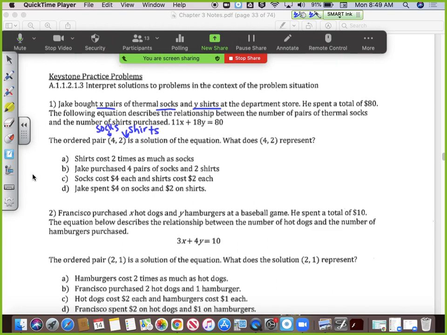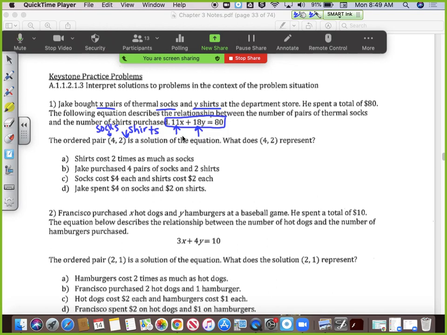That will help you cross things off and try and find the right answer. When you are taking a test like the Keystone or like the PSATs and SATs, it is really helpful to take answers and kind of cross them off as you go and use test-taking strategies to find the correct answer. So it says here A, shirts cost 2 times as much as socks. So if I'm looking at the equation 11x plus 18y, and if x represents the number of socks you're buying, then the 11 is actually the price of the sock for each pair. And then if y is the number of shirts you're buying, then $18 is the cost for a shirt. So A is not true.